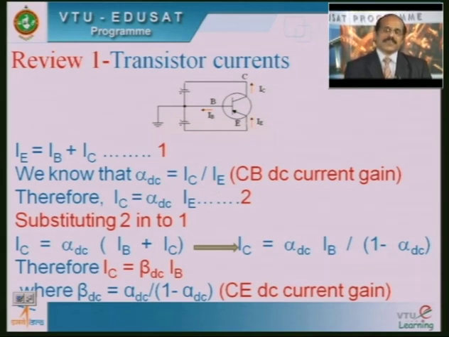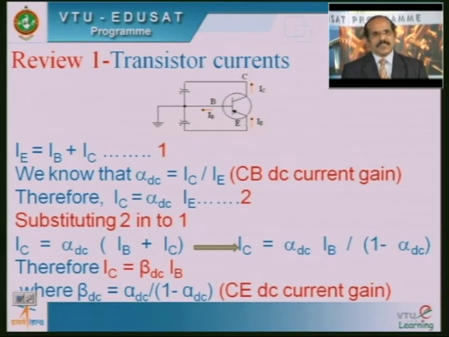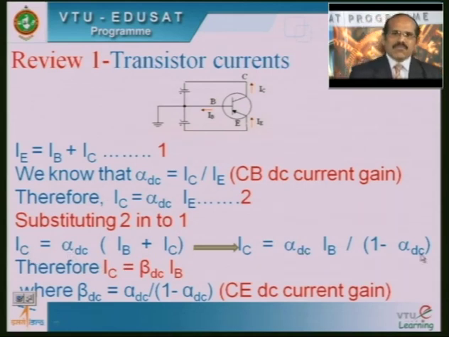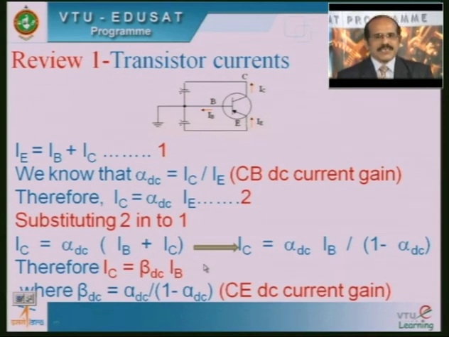Alpha DC is called the common base DC current gain. Therefore, IC, the collector current, is equal to alpha DC times the emitter current. If we substitute the equation for IE into equation 2, what will we get? Therefore, IC is nothing but alpha DC divided by 1 minus alpha DC into IB here. So, if we replace alpha DC by beta DC divided by 1 plus beta DC, we get IC equal to beta DC times IB, where beta DC is called the common emitter DC current gain.